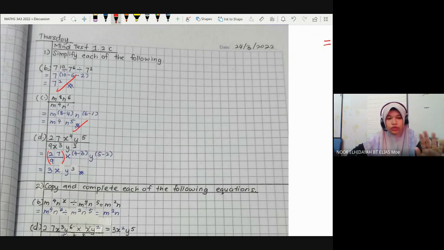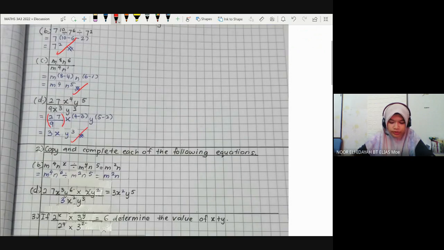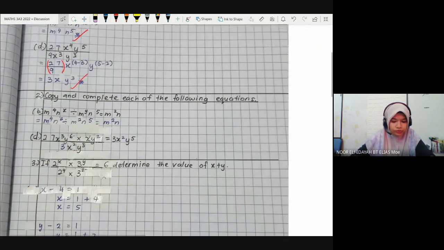Normally we do not put the index if it is 1, in the final answer biasanya kita tak letak. Tapi kalau letak juga 1, it's okay. So the answer is 3xy to the power of 3. Okay, good this one.